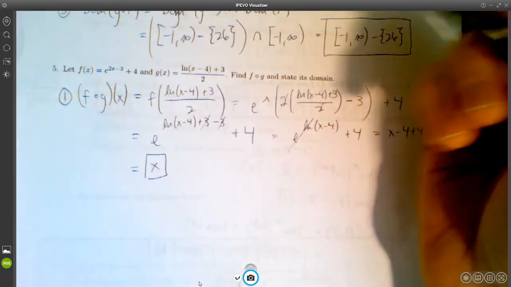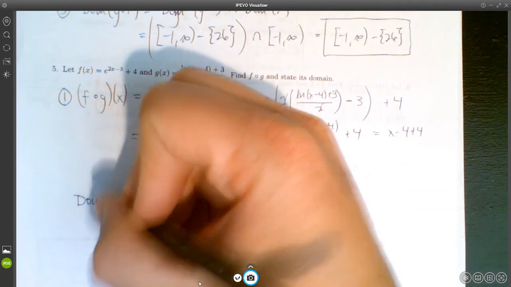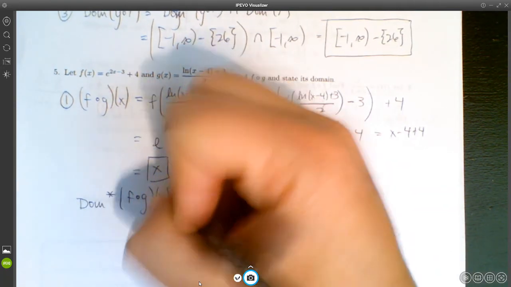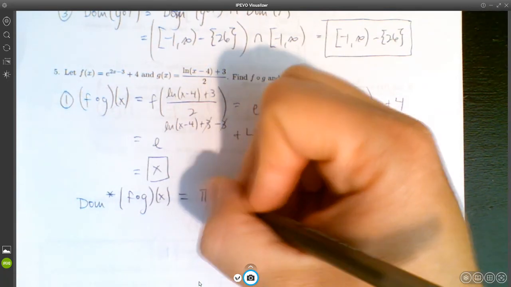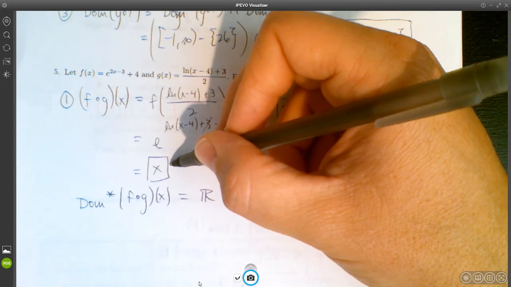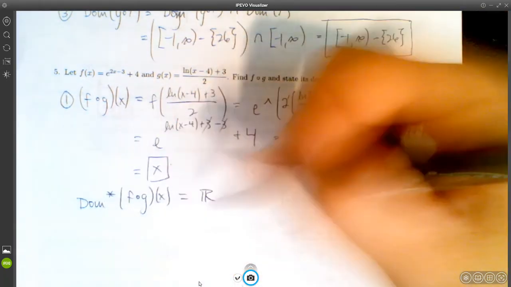So f of g of x is just x, right? But now if you look at the domain, the domain star of f of g of x would be all real numbers, right? Because the domain of just f of x equals x is all reals. So the domain star of f of g is all real numbers.